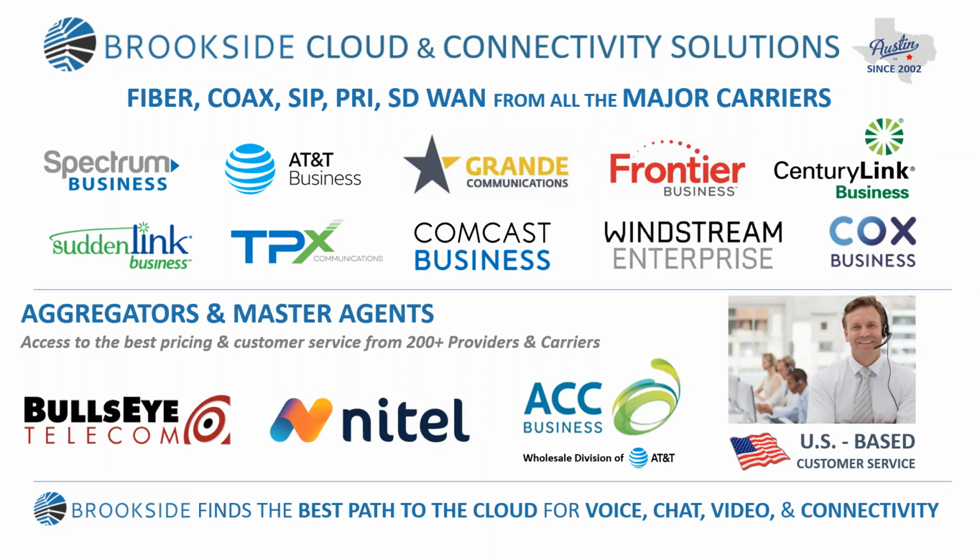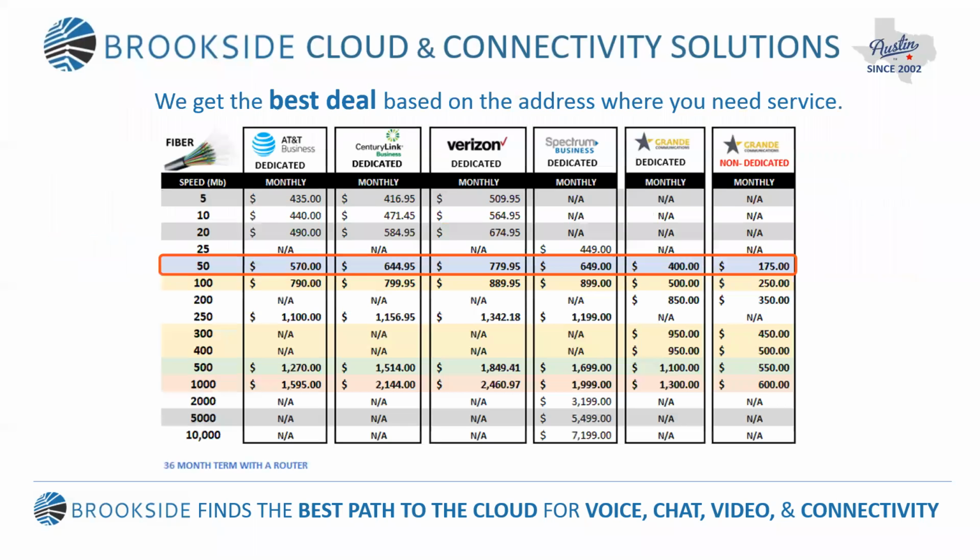So Bullseye, Nitel, and ACC, they're all companies that have US-based customer service. They get a large volume of bandwidth from all the major carriers, and then they do their own billing and customer service. The carriers are all like that because they're moving away from having to deal with customers, which can be a pain. So when we go out there and look, we find the best deal.